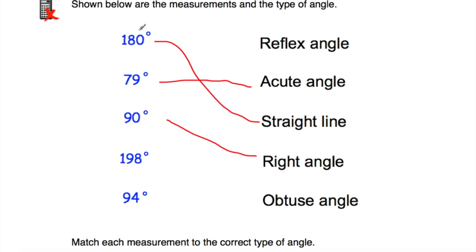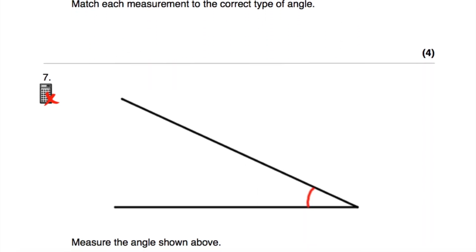198 degrees, well, a straight line is 180, so that's bigger than a straight line, so that's going to be a reflex angle, just going up there. And finally, 94 degrees, it's bigger than 90, but it's less than 180 degrees, so that's an obtuse angle. So that was a straight line, an acute angle, a right angle, a reflex angle, and an obtuse angle. Okay, let's look at our next question, question number 7.